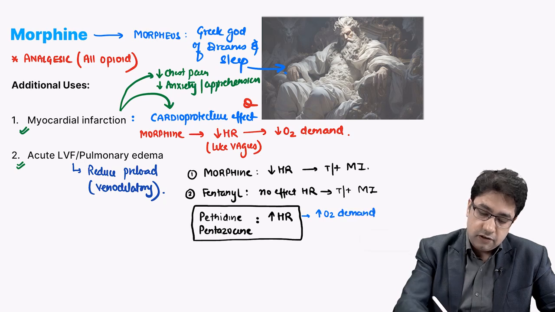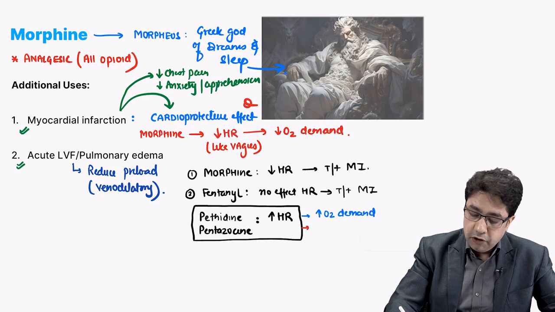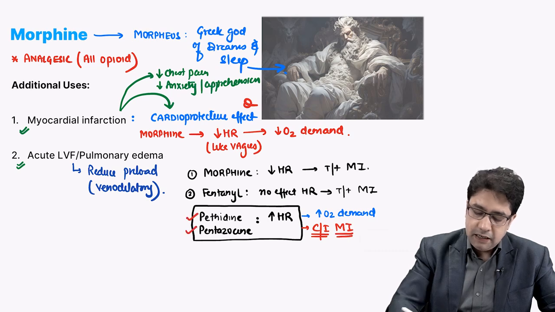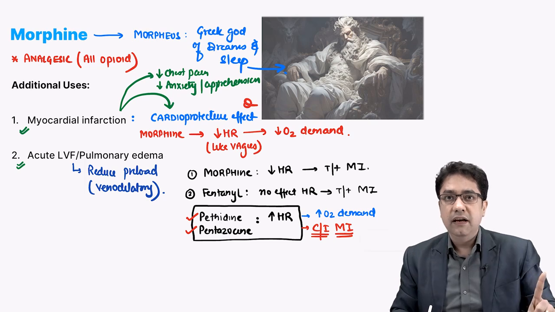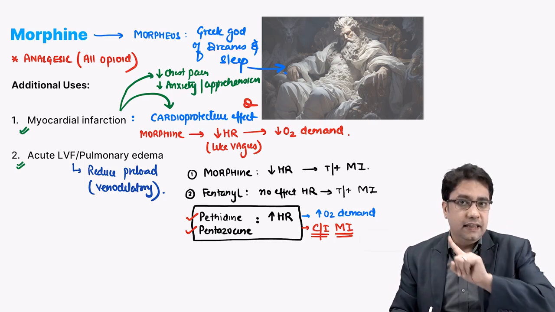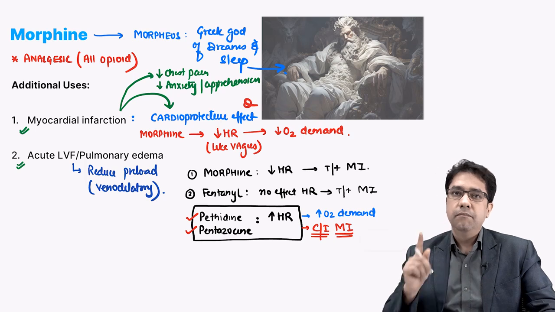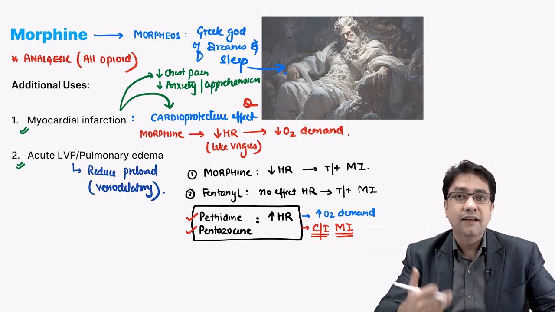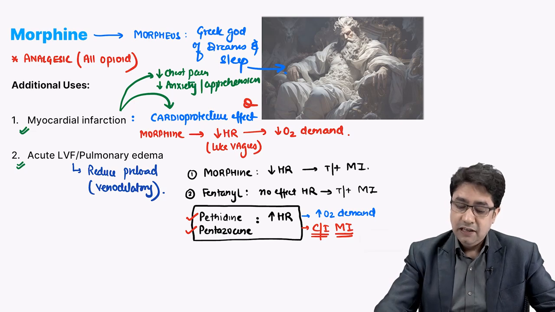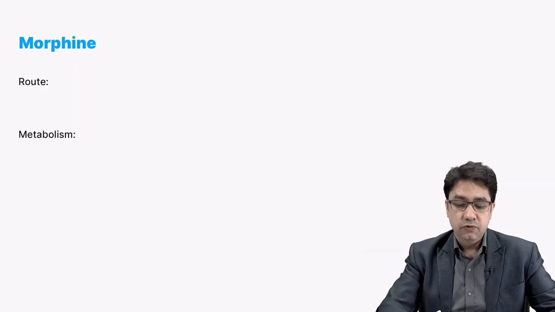Because they increase oxygen demand, which opioids are absolutely contraindicated in MI patients? That is, pethidine and pentazocine should never be given. Two opioids never given in MI patients because they increase heart rate and rather increase oxygen demand. So these are the opioids which are used in MI.